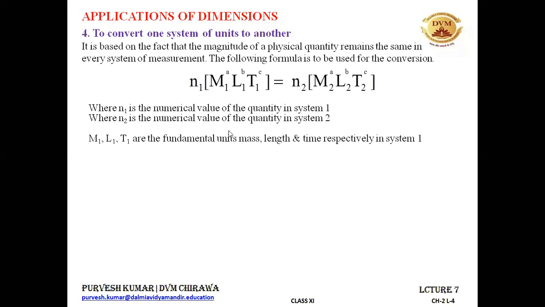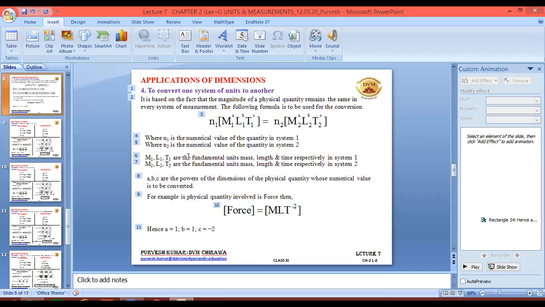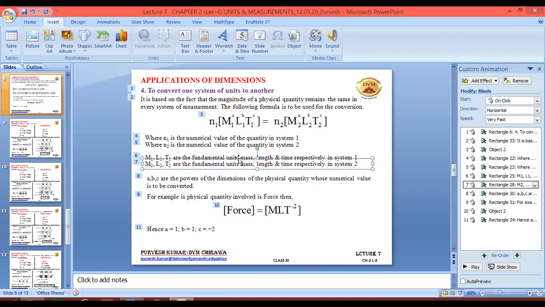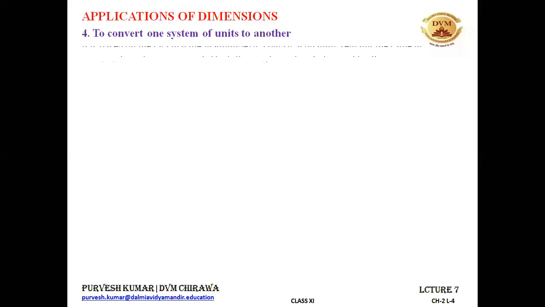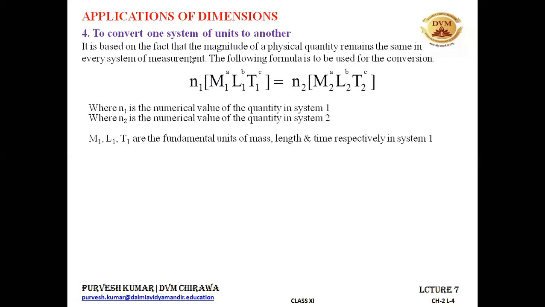Now what is M1, L1 and T1? They are the fundamental units of mass, length and time respectively in system 1. One of them was missing, so I've just made it right for you. So M1, L1, T1 are the fundamental units of mass, length and time respectively in system 1, and M2, L2 and T2 are the fundamental units of mass, length and time respectively in system 2.